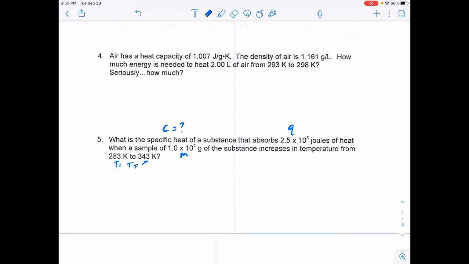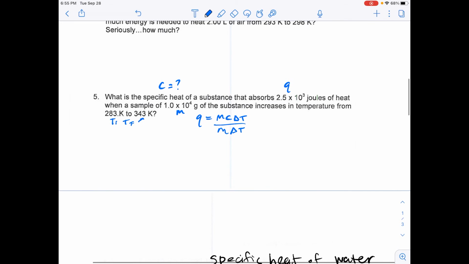I would probably rearrange first. You don't have to. You can solve it any way you want. But for me, Q equals MC delta T, and I want to solve for C, so I'm going to divide both sides by M and delta T. So you're going to get something like this. Then M and delta T cancel out, and you'd have C by itself. So setting up Q over M times delta T equals C, which is what we're solving for. I'm going to do that over here on the left-hand side. Just going to plug everything in.